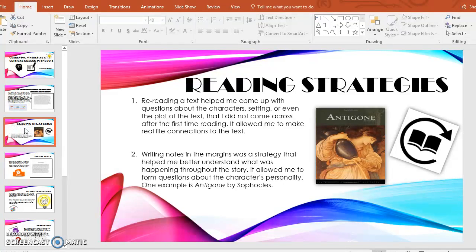Another strategy I used was writing notes in the margins. This allowed me to keep track of questions I had while reading the story. One example is Antigone by Sophocles. As I was reading, I jotted down different characteristics about Antigone based on her personality. On page 30 of Antigone, I described her as defiant, in which she insults Creon.